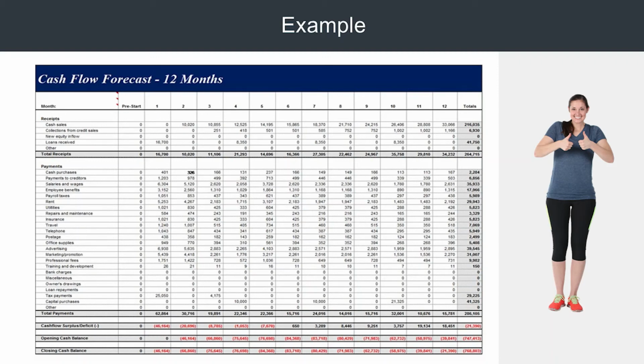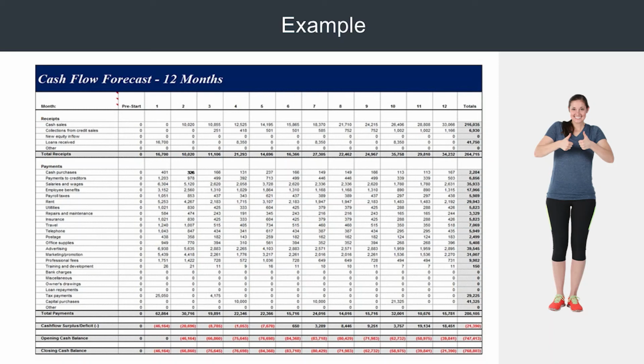Month 2, there are some sales coming in, and you can see that they gradually grow over the 12 months. So sales of £10,000, but costs are still high at £30,000 total payments. So that's another cash flow deficit for the month. So accumulatively, you've got a cash deficit of 66,000 from month 1 and month 2.